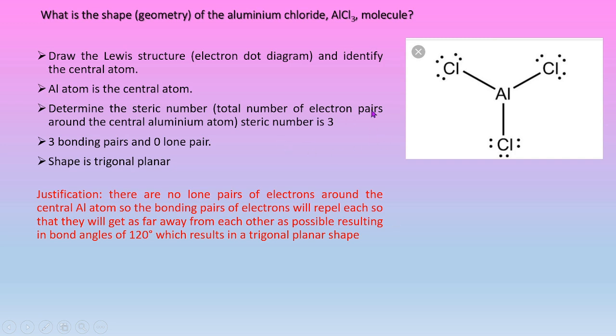Let's discuss this one. Again, aluminum is a central atom. How many bonding pairs? What is the steric number? 1, 2, 3. 3 bonding pairs. And the steric number is the same. There are no lone pairs around the central atom. So the bonding pair electrons repel each other. So they get a bond angle. They repel each other up to 120 degrees. So the steric number in this one is 3. Bonding pair is 3. Lone pair is 0.